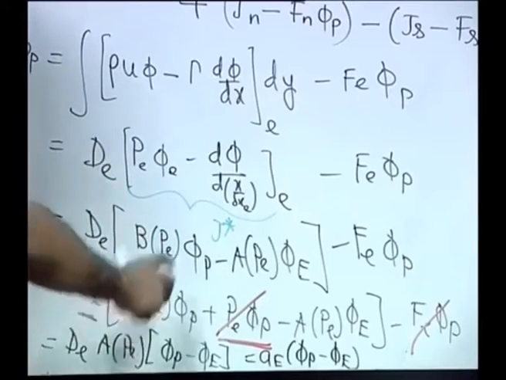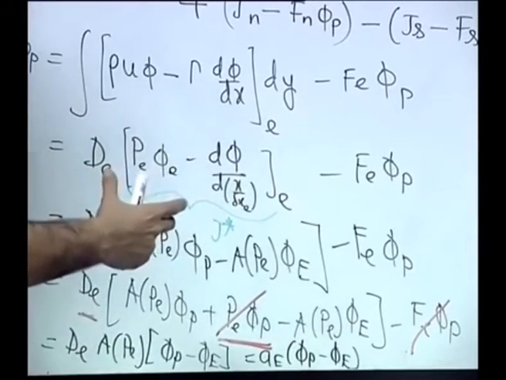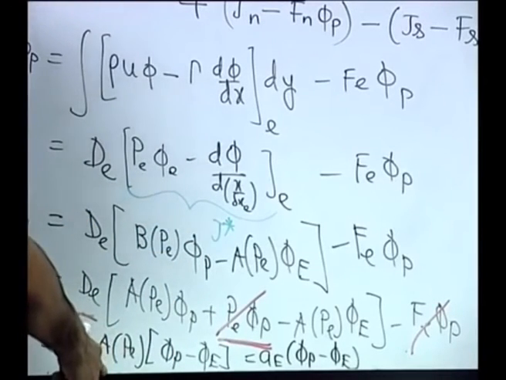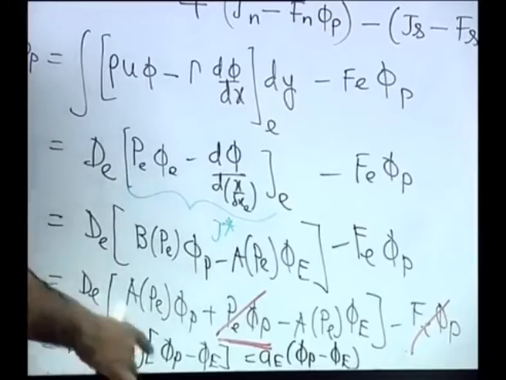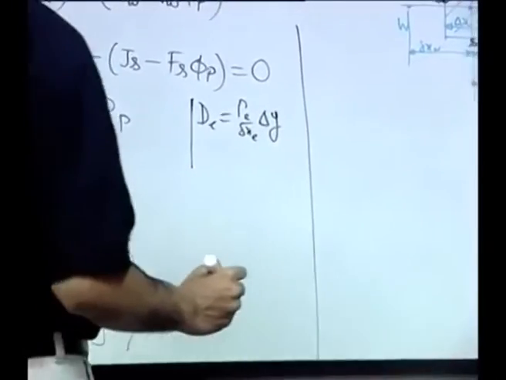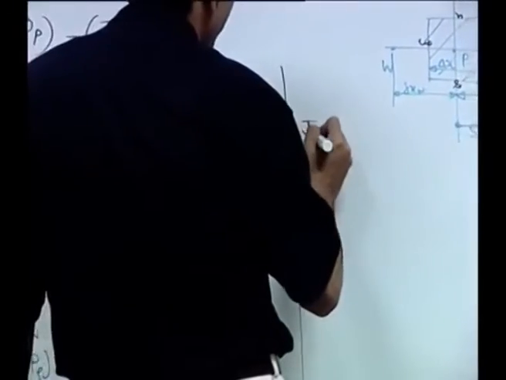A of p can be written in terms of A of mod p depending on the scheme you choose. So, you can see that it is perfectly generalized. You can select a particular scheme and accordingly substitute the expression of A of p here. Similarly, let us consider one more term, maybe Jw minus Fw phi p.